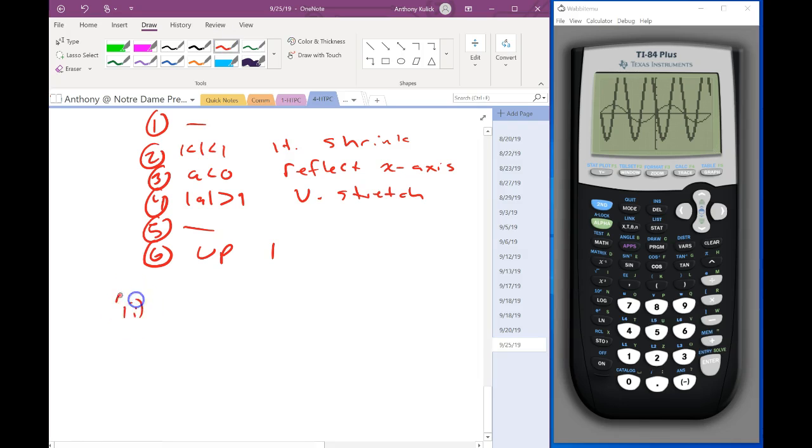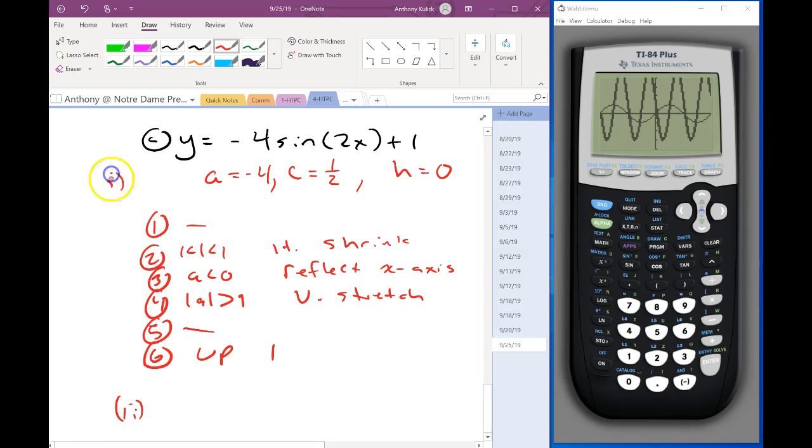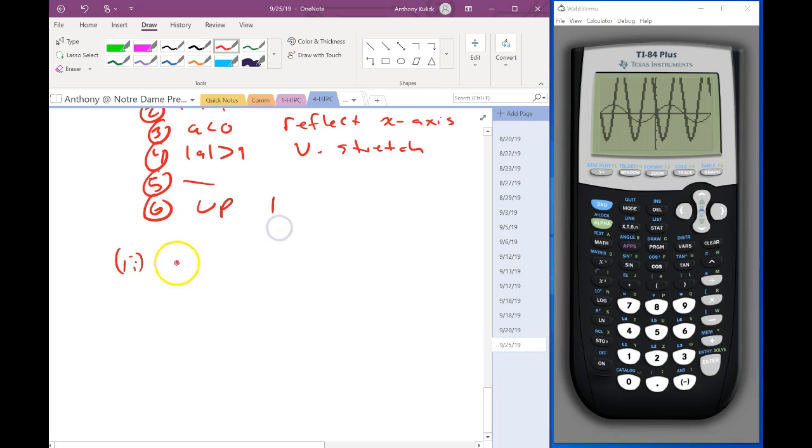So to do the second part then, what's the domain going to be? Yeah, it's still all real numbers. The domain and range for all sine and cosine functions is going to be all real numbers.